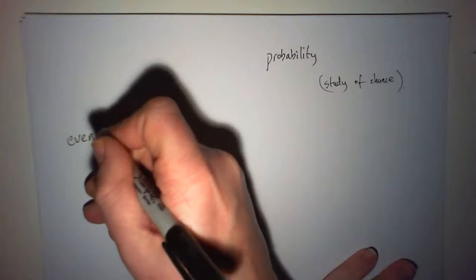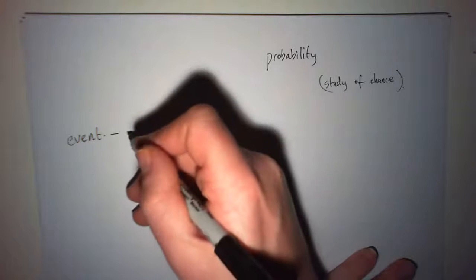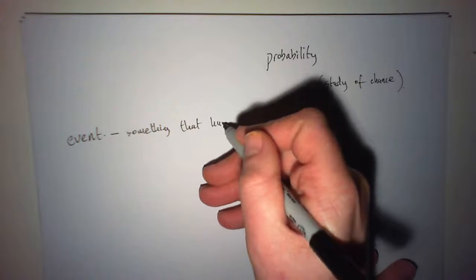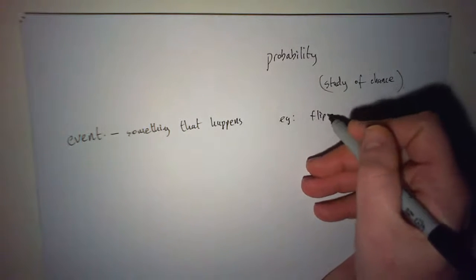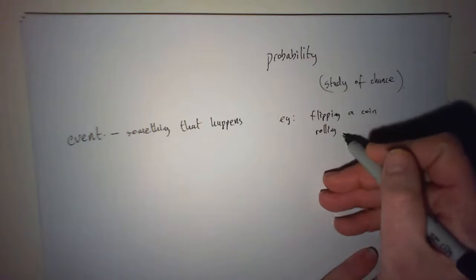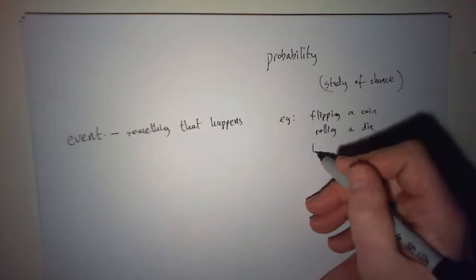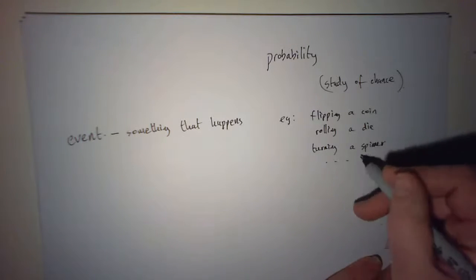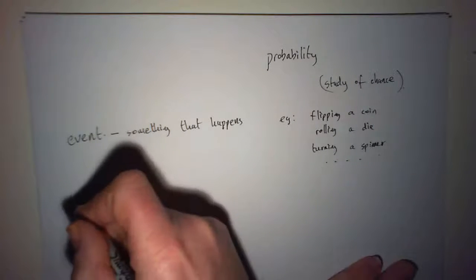So an event. Okay, in maths, an event is something that happens. E.g., flipping a coin, rolling a die, turning a spinner, you get the idea. Okay, it's the actual action of doing it. It's the event.